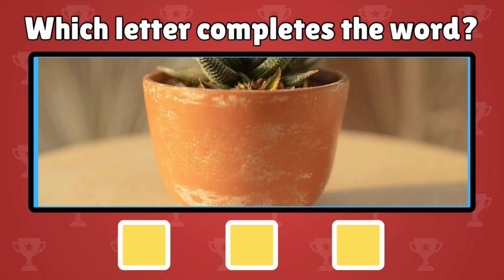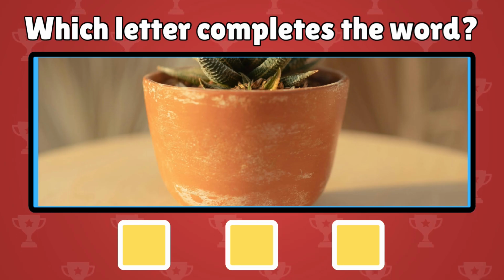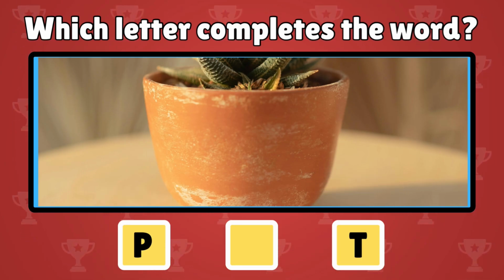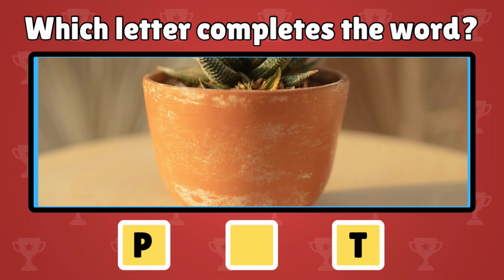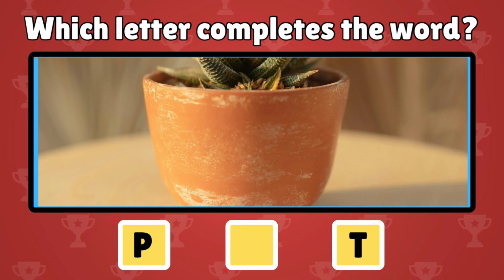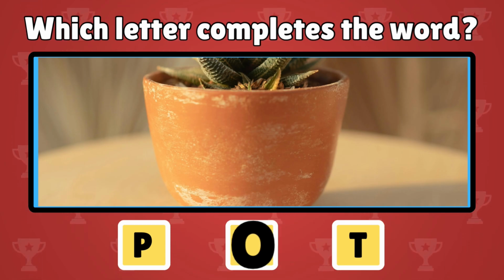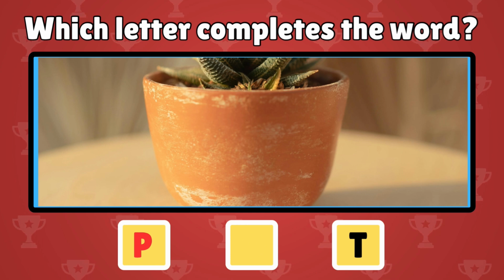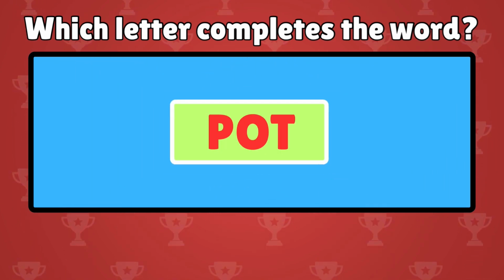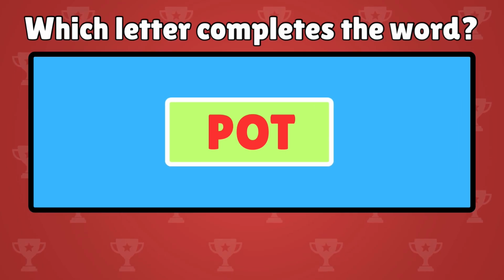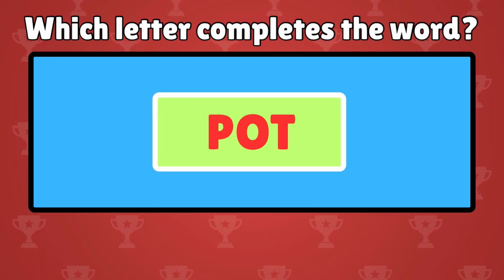Look at the picture. It is a pot. Here, vowel is missing. P, T, which letter completes the word? It is O, P, O, T. Pot. Can you say it again? P is for pot. Pot.